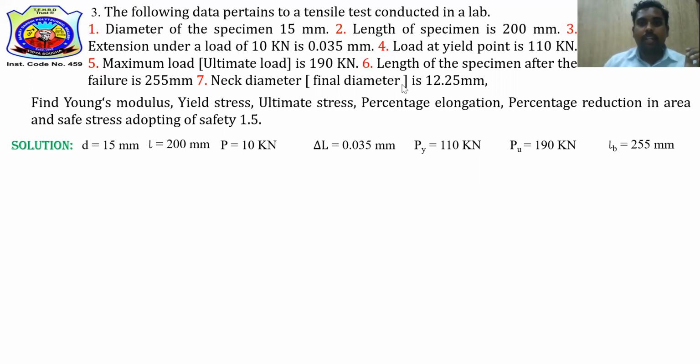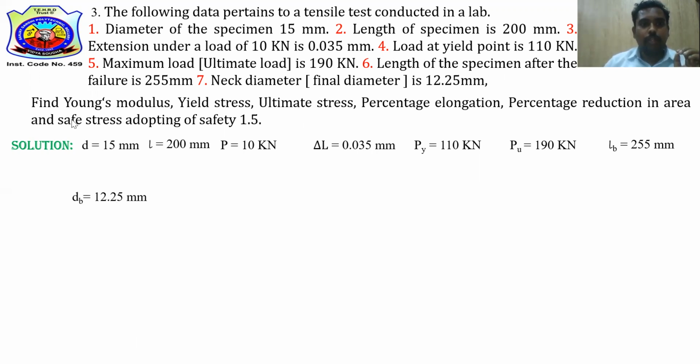And neck diameter, D is nothing but diameter. Neck diameter is also the final diameter. So what I have taken for final is B, breakage, breaking. So I should write DB. Only D is diameter. What about DB? Final diameter. Okay, very simple. That is 12.25 mm. This is what the given data is.